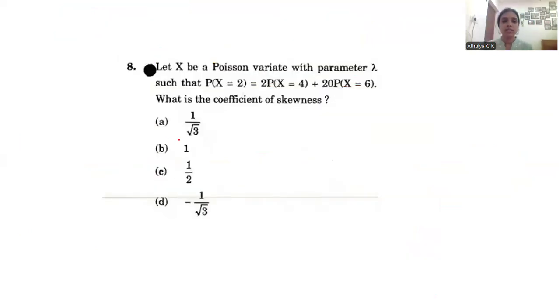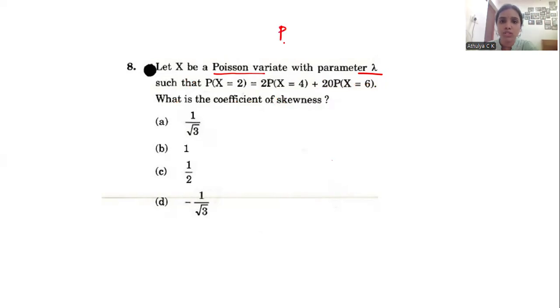So let's move on to the second question, which is also related to a Poisson distribution. The question is, let x be a Poisson variate with the parameter lambda. So there is only a single variate which follows a Poisson distribution with the parameter lambda, such that a condition is given: P of x equal to 2 is equal to 2 times P of x equal to 4 plus 20 into P of x equal to 6. What is the coefficient of skewness?